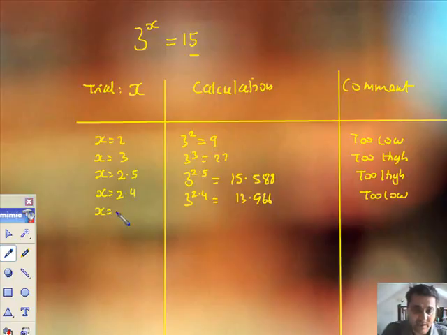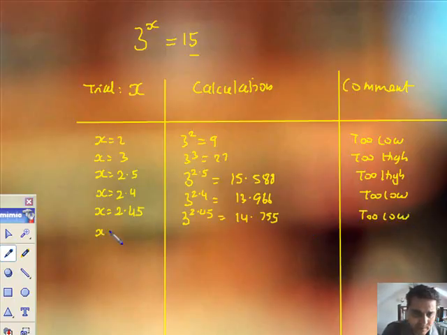So here we go. X equals 2.4. I should try 2.45, shouldn't I, really? I'm going to change my direction. I know it's between 2.5 and 2.4, so I should go for 2.45 and then do an adjustment. So 3 to the power of 2.45. Did I do this one? I did not. Let's just do it now. 3 to the power of 2.45 is, yep, told you, too low. 14.755. Not bad, but it's too low.